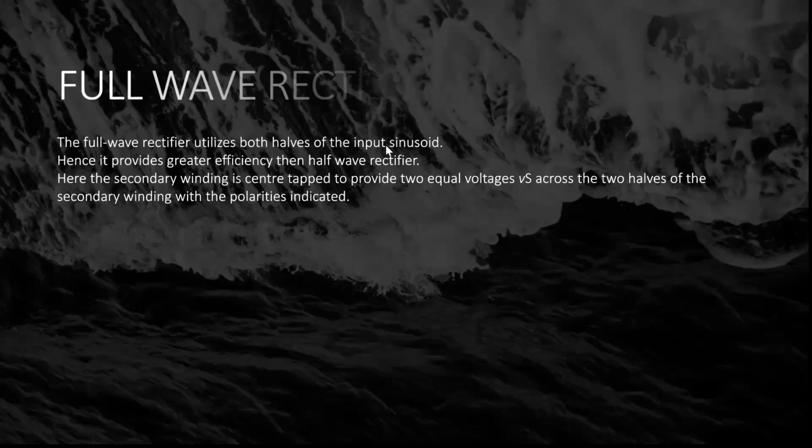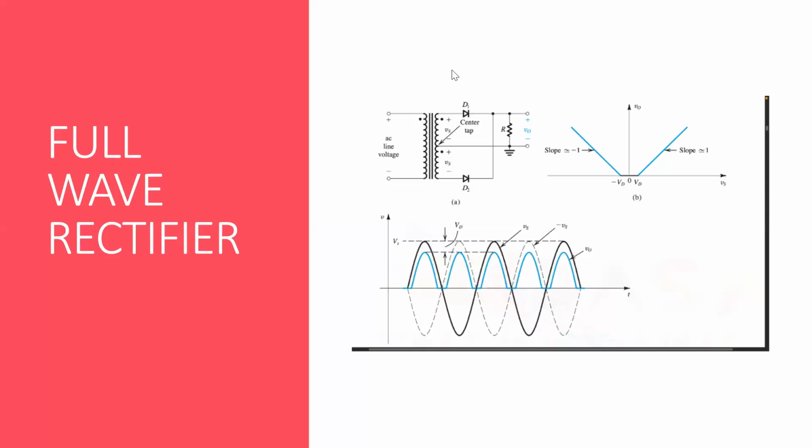So next is the full wave rectifier. The full wave rectifier utilizes both halves of the input sinusoid. Like we have seen in the half wave rectifier, only half of the wave was rectified, so this obviously provides greater efficiency. And here the secondary winding is center tapped to provide two equal voltages Vs across the two halves of the secondary winding, with polarities indicated. So this is the full wave rectifier, and this is center tapped.